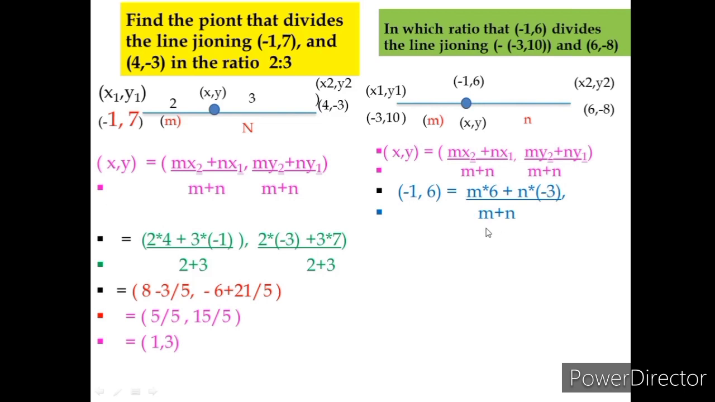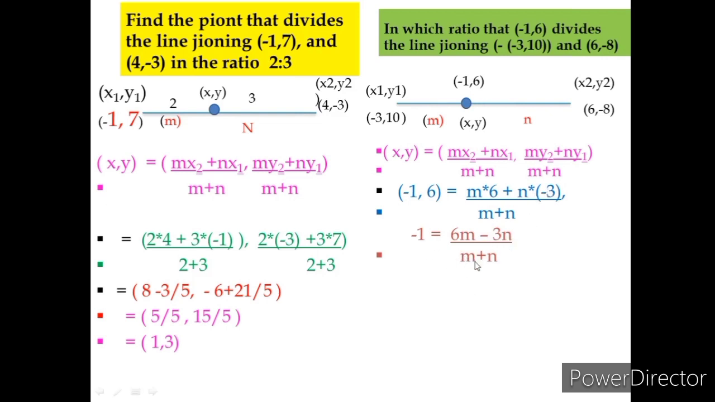Here, my intention is to substitute only the x coordinate. Don't substitute in the y coordinate. You have to find either the x term or the y term only. That's enough. That's why here I put dashes. There is no need. Therefore, here I write down only the x coordinate. Therefore, you have to equalize this x coordinate and this x coordinate in the next step. You see here? Very simple. But m into 6 means 6m, n into minus 3 means minus 3n.